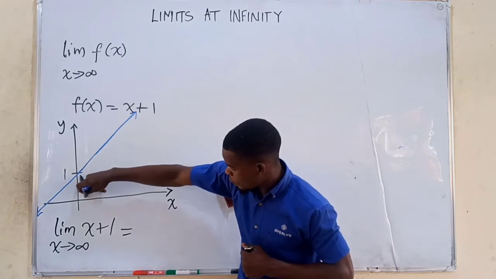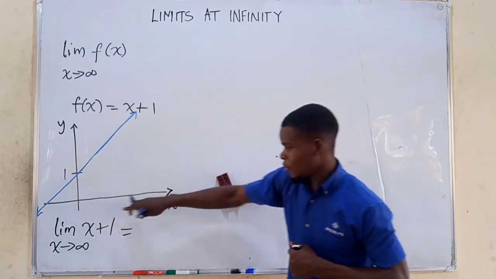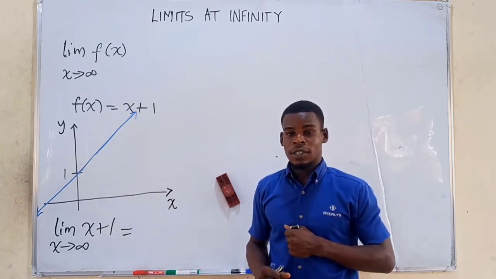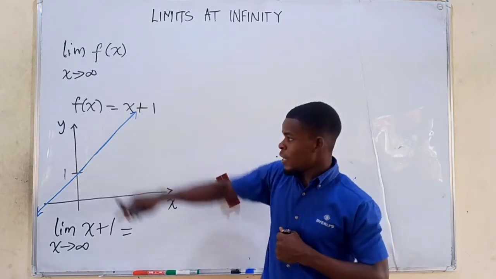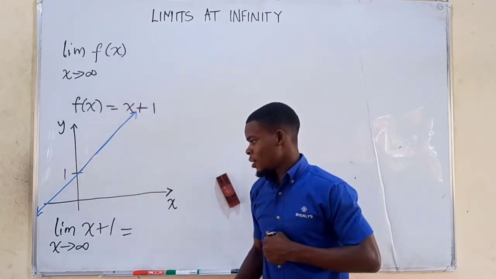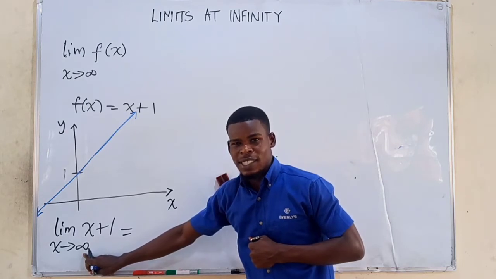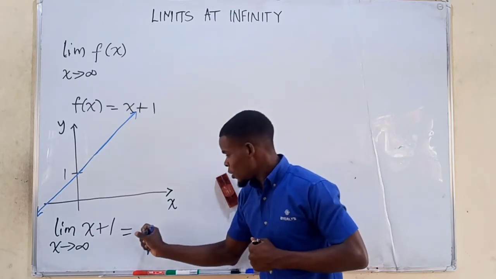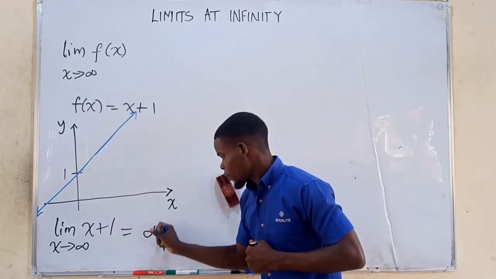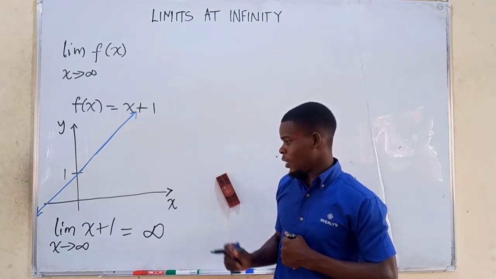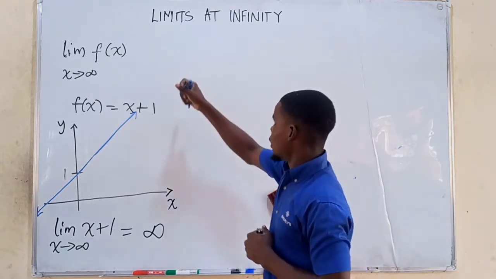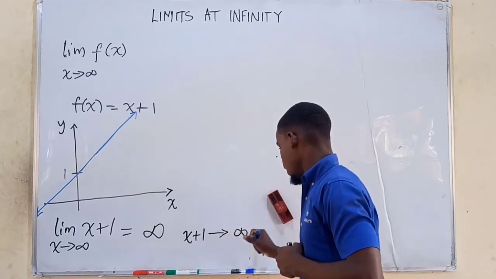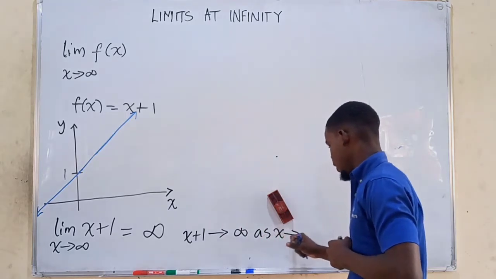As x approaches infinity, we are talking about all values of x increasing. So as we increase towards infinity, the result of this function is also increasing towards infinity. On the y-axis, that's how it's going. So as our input approaches infinity, let's say we have 1 million plus 1, it's going to be 1 million and 1. But infinity is even larger than that. So what we see here is that the result of this limit is also infinity. That tells us that x plus 1 approaches infinity as x approaches infinity.